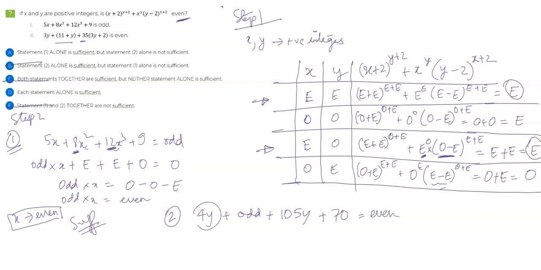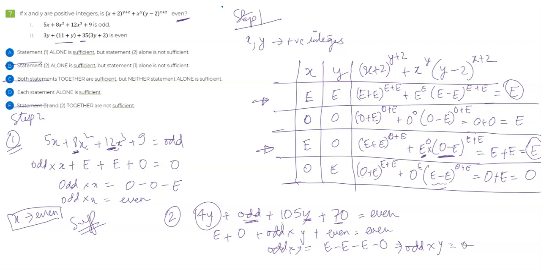Now notice 4y is even because it is multiplied by 4, so it does not matter what y is. So this is even. We already have odd. I don't know what y is, so I'll write this as odd times y. This is even, and obviously this is also even. So odd times y comes out to be even minus even minus even minus odd, which ultimately gives you odd times y is equal to odd.